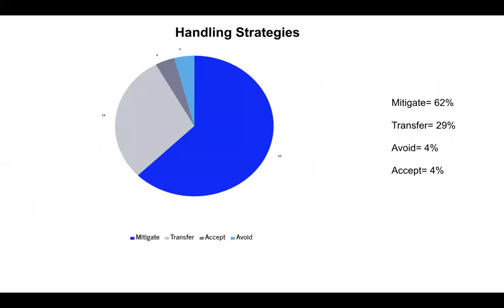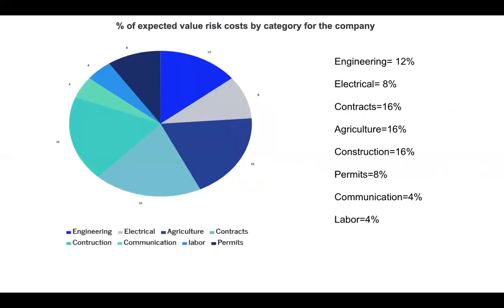All right, so when creating the pie chart for handling strategies, the percentages we came up with for mitigate was 62%, transfer was 29%, avoiding the risk was 4%, and accepting the risks was also 4%. All right, next slide. So then this pie chart is a percentage of expected value risk caused by category for the company. So engineering came in at 12%, electrical at 8%, contracts at 16%, agriculture at 16%, construction at 16%, permits at 8%, communication at 4%, and labor at 4%.